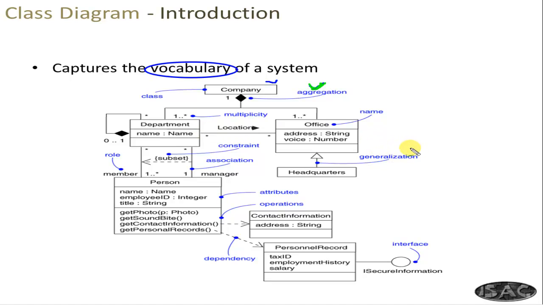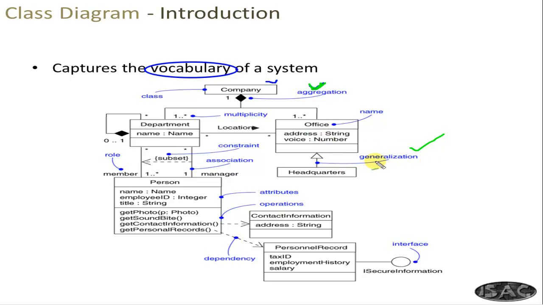Here it is a generalization relationship, because headquarter is a special case of an office. Headquarter is also office, but office is not headquarter. So headquarter is a special case of office, and that's why this is called a generalization relationship.